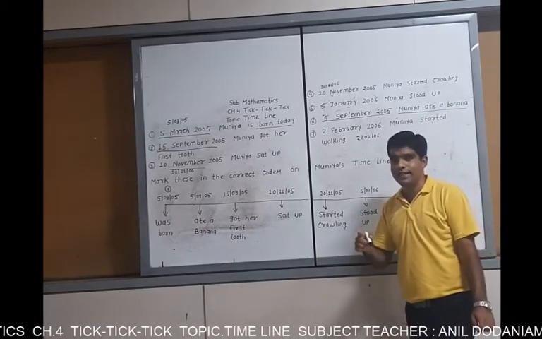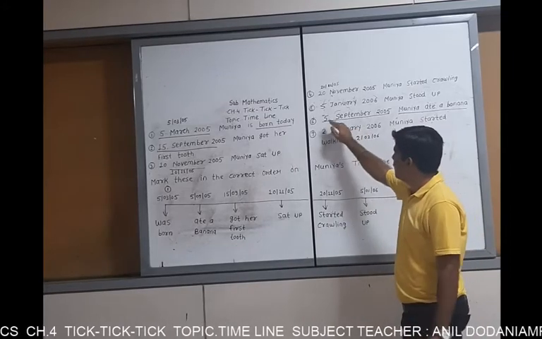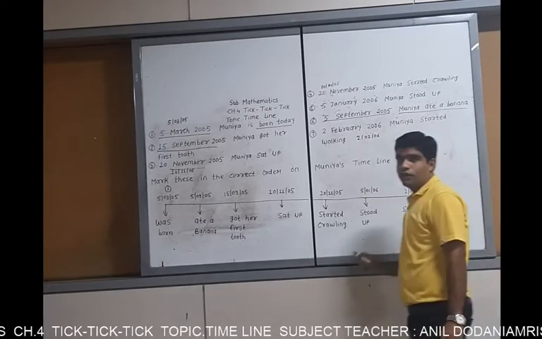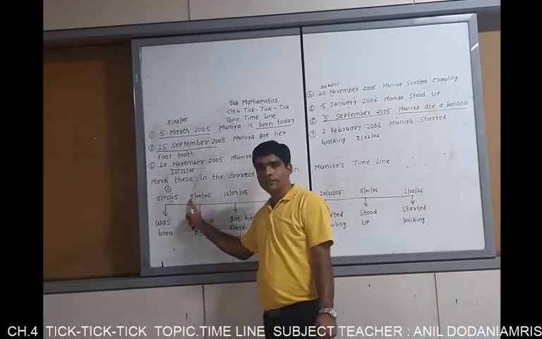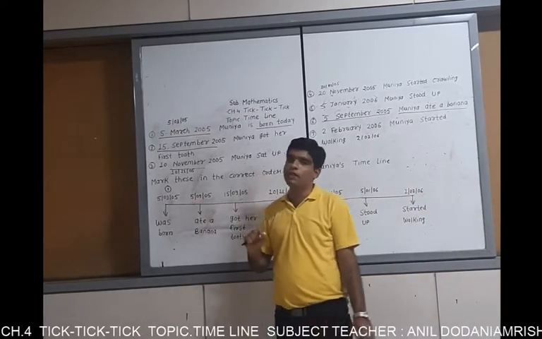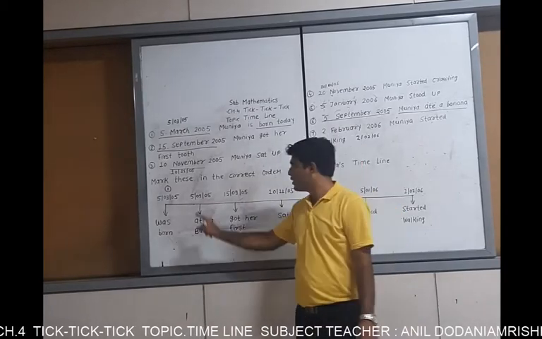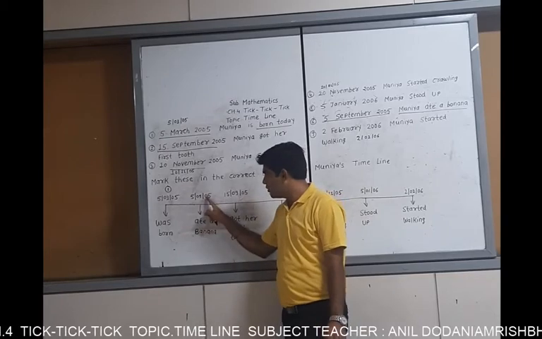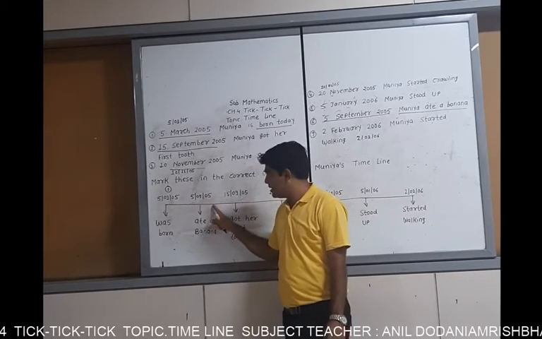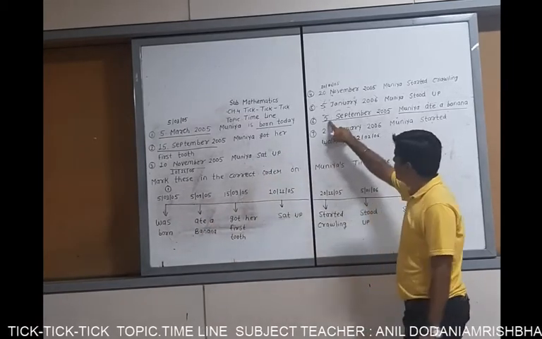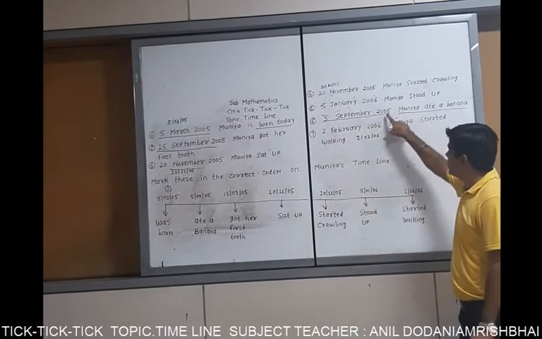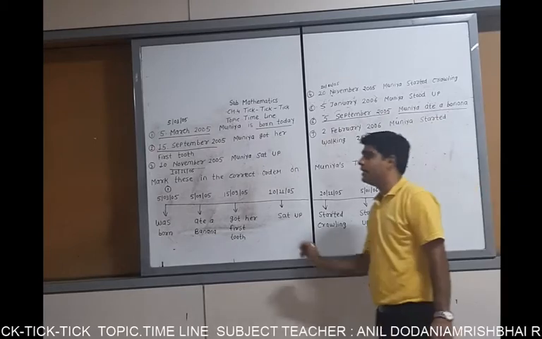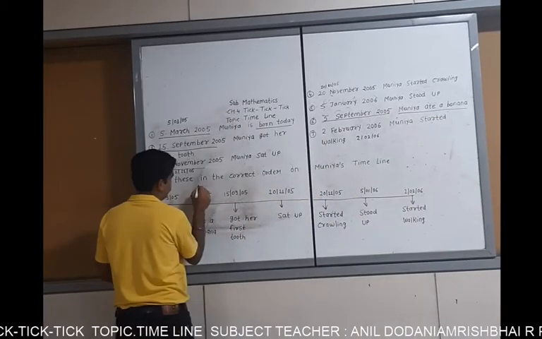This is our next step. It means that 5 September 2005, Munia ate a banana. So we have to write down the 5, this is our date. The month is September, so you have to write down 09, and then 05-2005. It means that here will be 5 September 2005, Munia ate a banana. This is our second one.